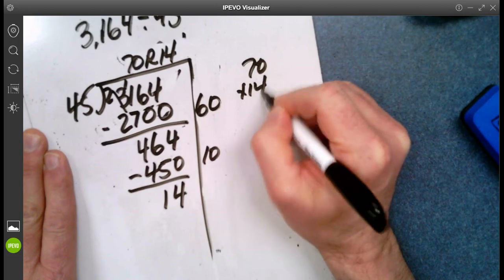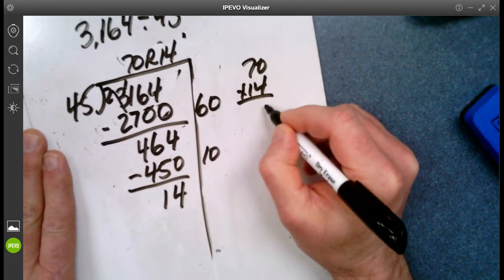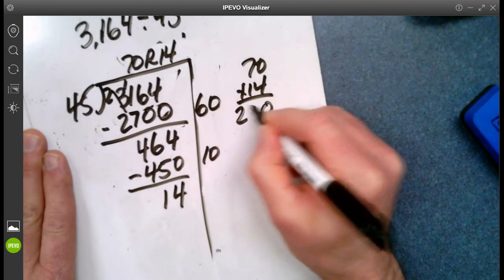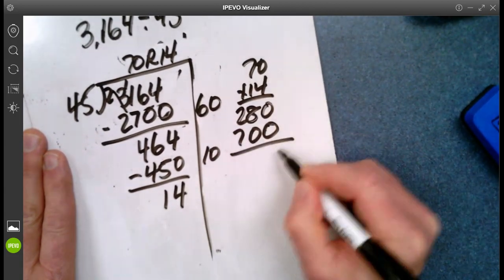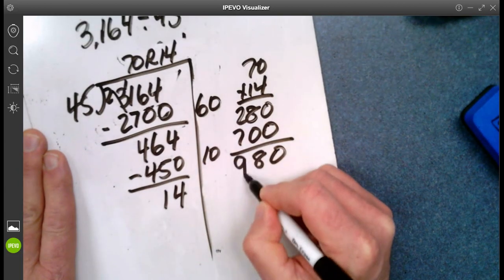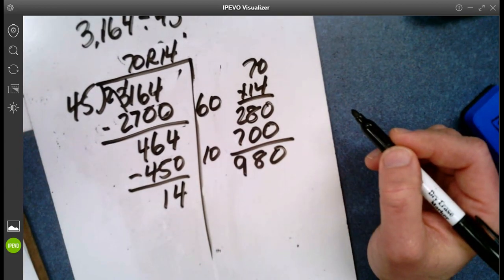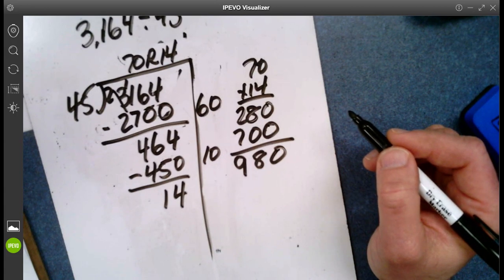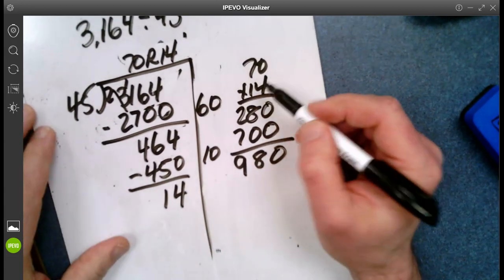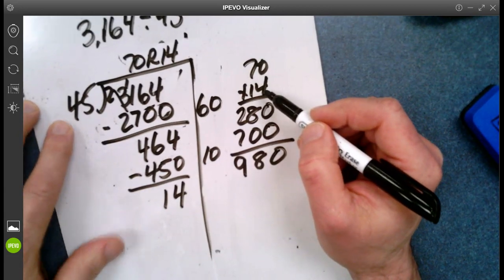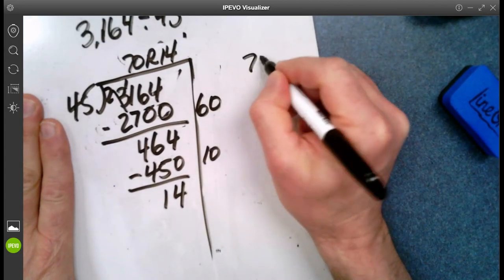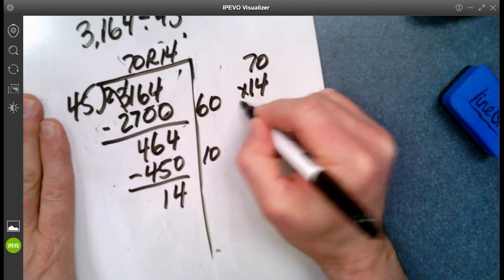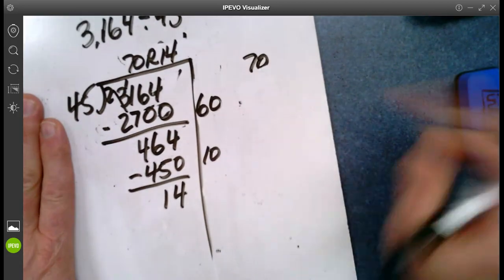70 times 14. 4 times 0 is 0. 4 times 7 is 28. Put down my 0. 1 times 0 is 0. 1 times 7 is 7. 0, 8, 980. And holy cow, it didn't work. I have a mistake somewhere. So I need to go back. Oh, because why am I multiplying by 14? I need to multiply by 45. Holy cow, my brain just grew a whole lot. I found my mistake, and I'm doing it again. Slow down, Mr. Weinstein.